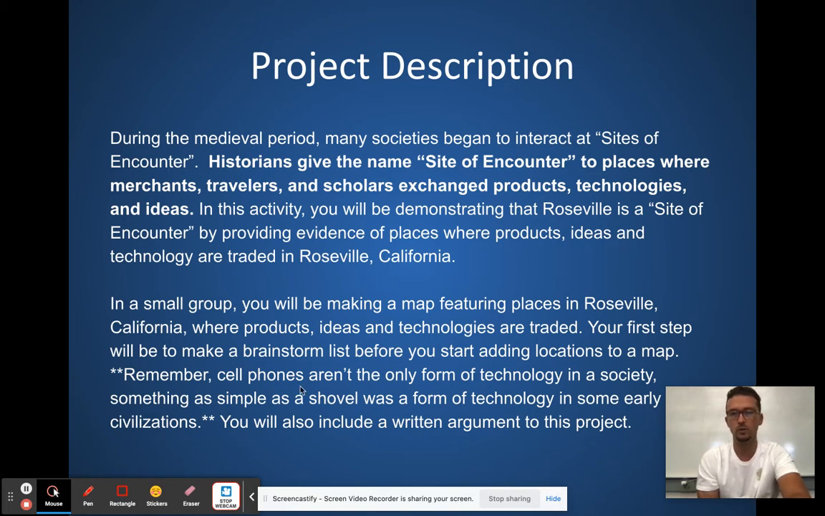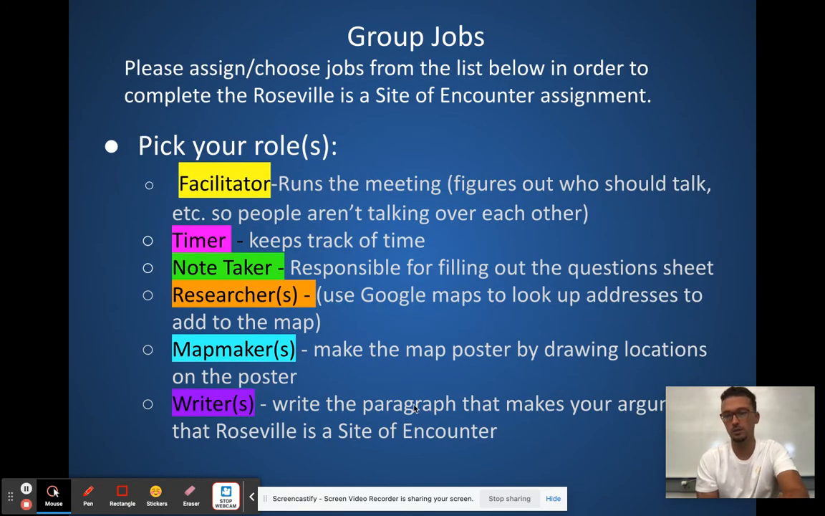Remember, cell phones aren't the only form of technology in a society. Something as simple as a shovel was a form of technology in some early civilizations. So think about that. A shovel is technology. If you've ever tried to dig a hole, you would definitely be convinced that a shovel is a better way to dig a hole. And so it is a useful technology. Where are shovels sold? They're sold at Lowe's, Home Depot. So you could definitely use that as one of your technology pins.